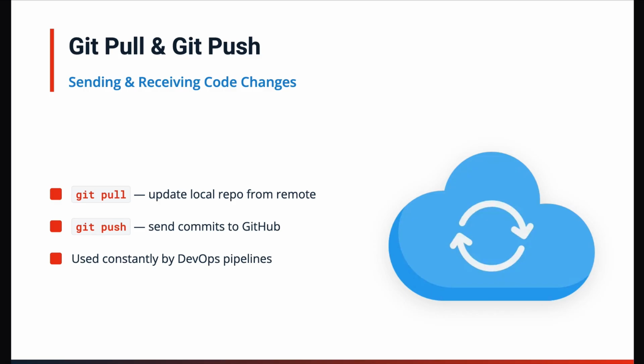These two commands are the ones you will use the most: git pull and git push. Git pull brings the latest changes from GitHub to your local machine so you are always up to date. Git push uploads your new commits to GitHub so others can review them. Every time you push your changes, DevOps automation tools pick it up, start doing their job, build it, test it, and deploy it. So push and pull is the heartbeat of the DevOps code flow.